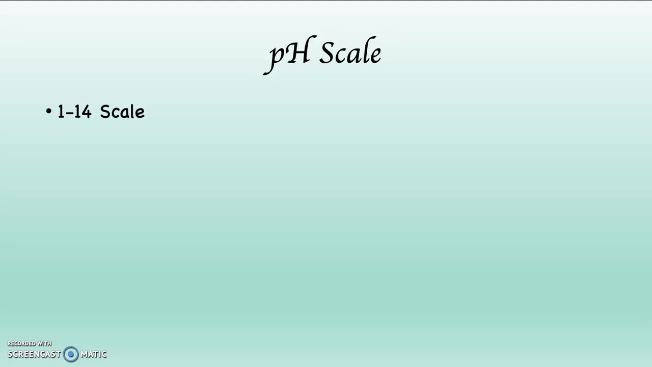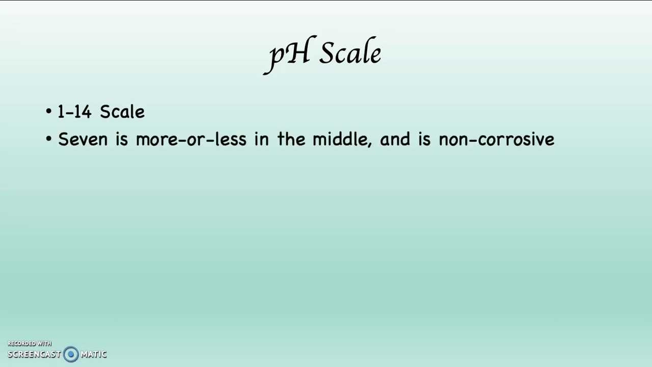The pH scale is a 1 to 14 scale. 7 is more or less in the middle, and it's completely non-corrosive. 7 is distilled water. Distilled water means you boil the water, you recondense it, all you have is the H2O molecule. There's nothing dissolved in it whatsoever. No salt, nothing is in it.